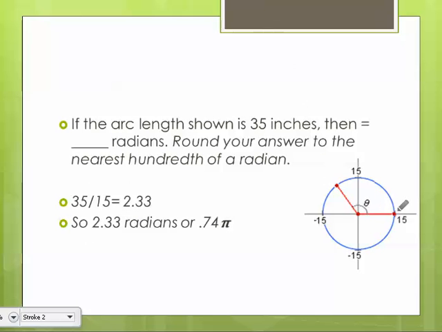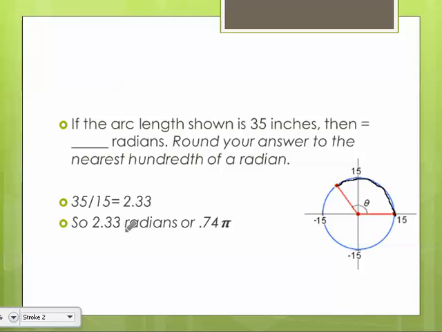Okay, here we've got a circle with the angle theta. If the arc length that's shown here is 35, I'm going to try and sketch it with my pencil here. They're saying that what I've got here in black is 35 inches. And then they want to know what theta is in radians. Well, the formula for calculating the length of an arc in radians is you simply take r times the number of radians. So if we divide by r, 35 divided by 15, that'll tell us how many radians it is.